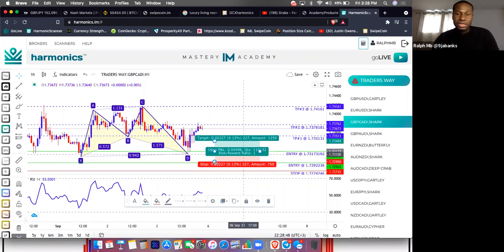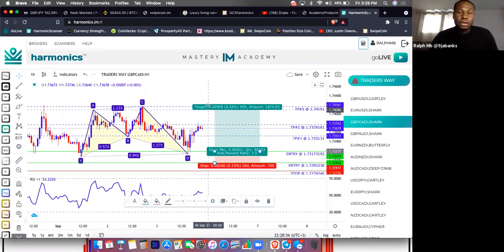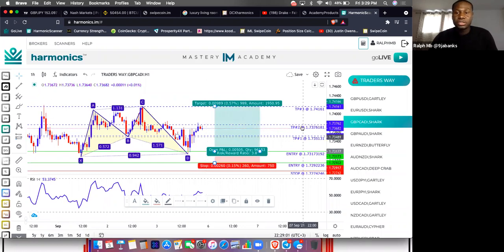My stop loss, I'm going to put it at my previous entry. My stop loss is going to be at this entry here, down below. And my take profit is going to be right up there, where the C point is, because you see here, take profit 1, take profit 2, and take profit 3, right?